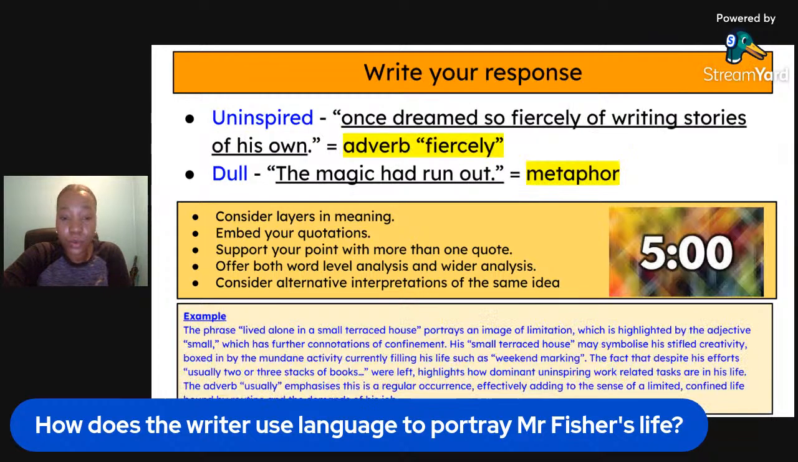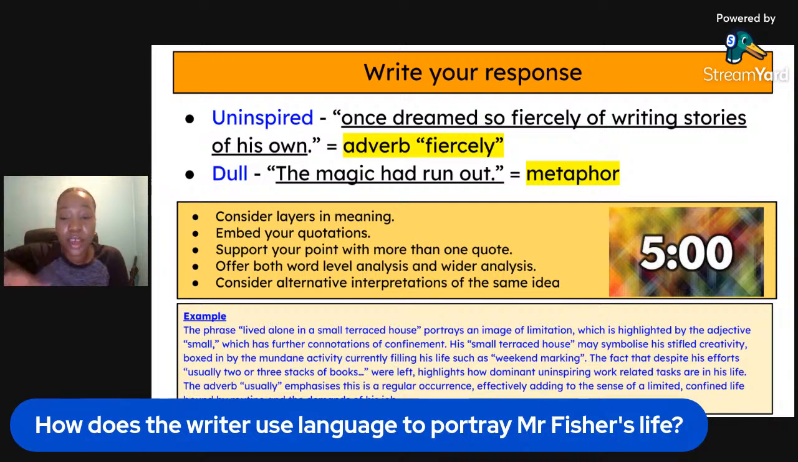Okay, so the next one, we've got just 2 quotes here. Okay, so uninspired, and you could look at the adverb fiercely. You could look at a different word. And dull, shown by the magic had run out. And we've got a metaphor there as well. So this could work quite well with your paragraph here.